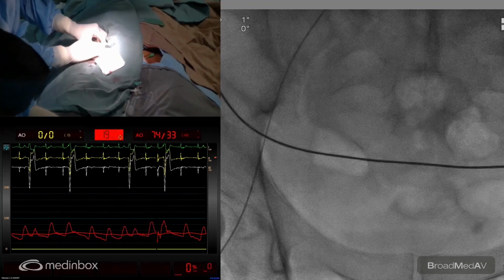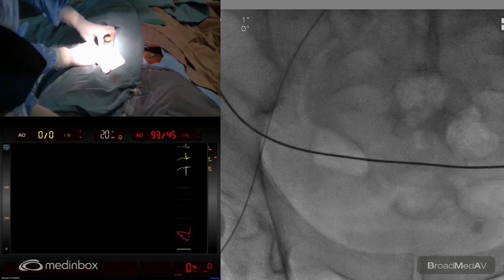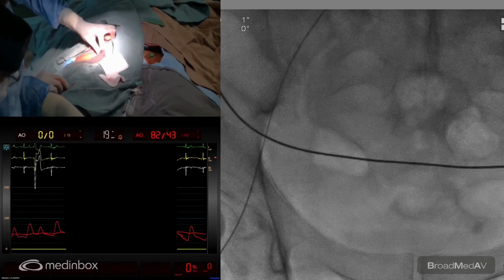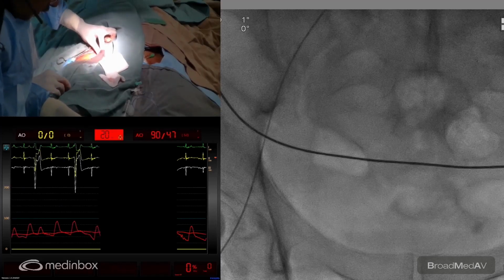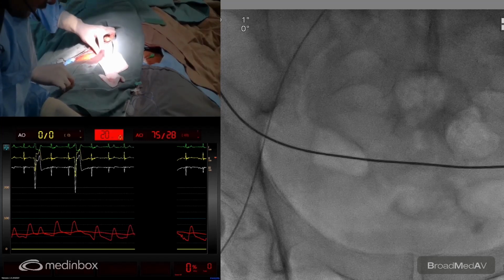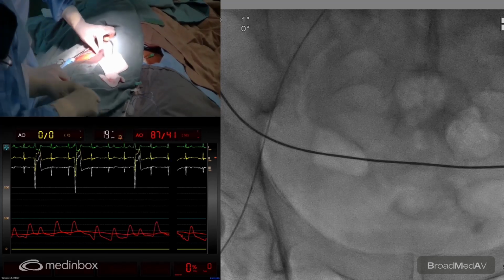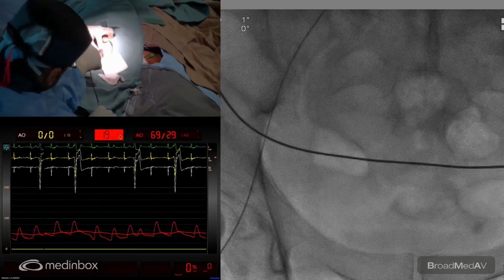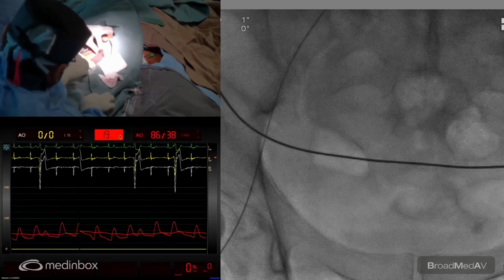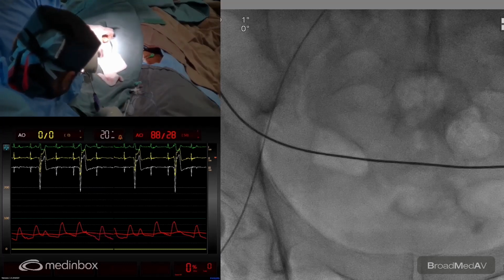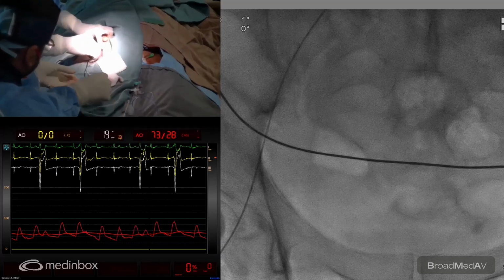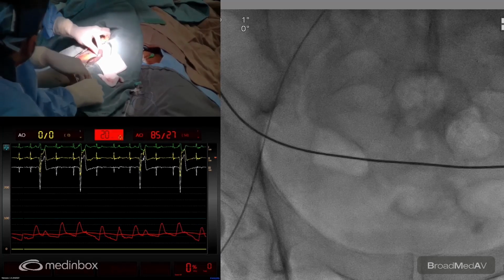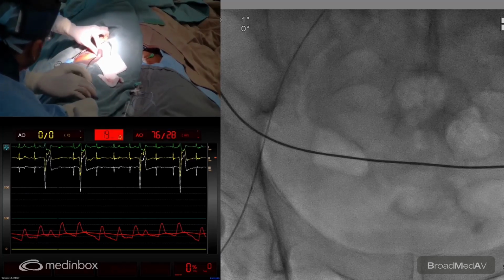So the most important thing in transcatheter valve interventions is to see that you have good vascular access, and we normally use ultrasound mostly. Keep a watch on the pressure all the time.